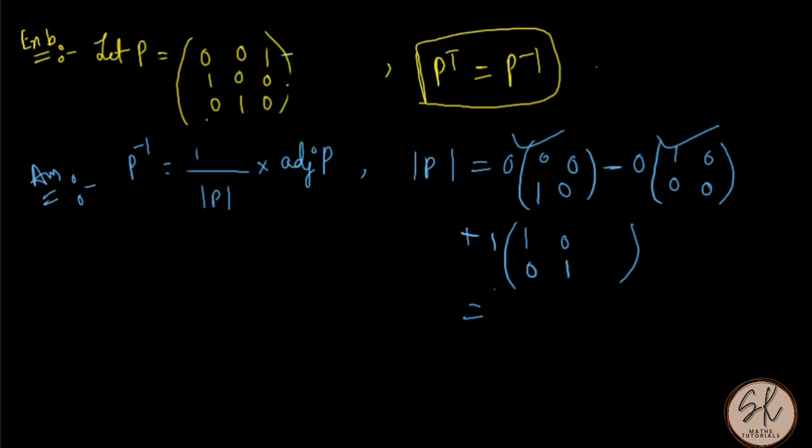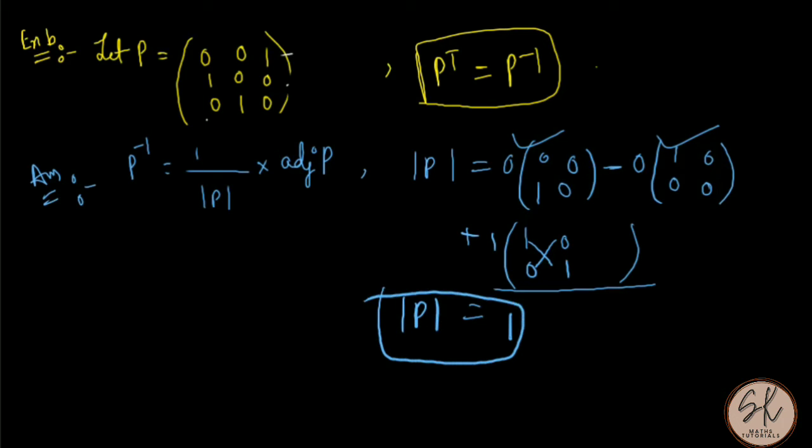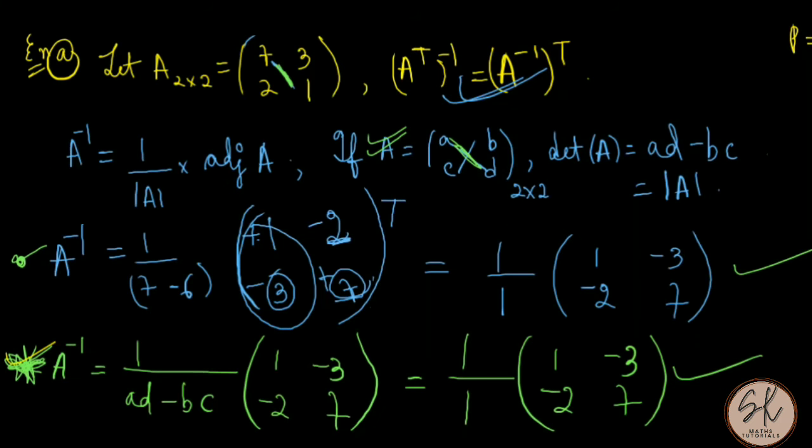So we will get the value of only the last element, that is 1 into its determinant, that is 1 into 1 minus 0. So this is 1. Okay, so we got the determinant of P to be 1. Alright. So now let us find the adjugate of P.